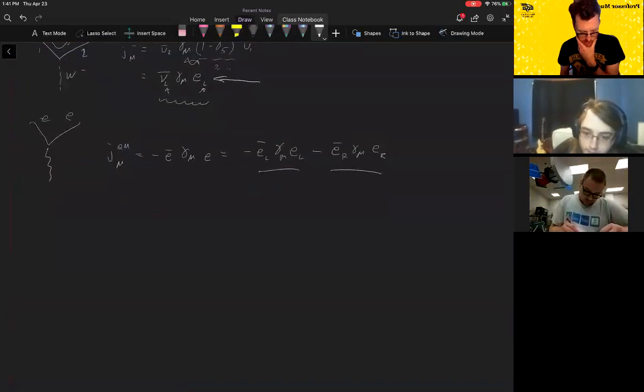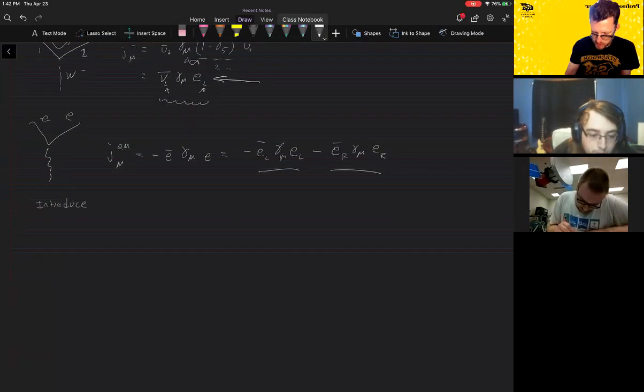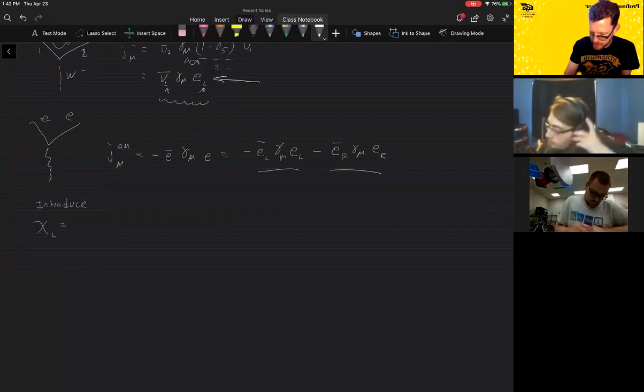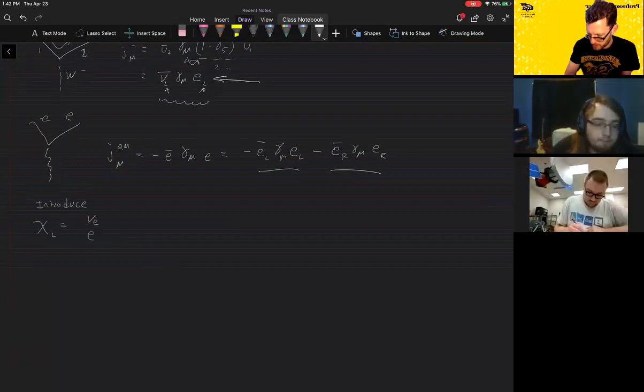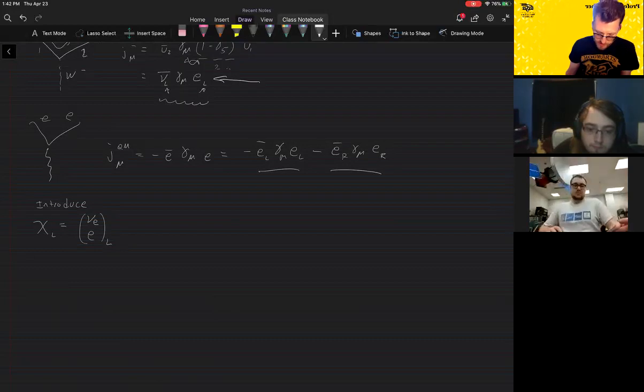And so we're just about out of time, but we can then write down something like this. We can introduce a left-handed state that I'm going to call chi. This is a state that contains in it both the neutrino and its associated charged lepton, the electron. I'm just going to make a little doublet out of those two states, this little object that collects both the neutrino and the electron together.